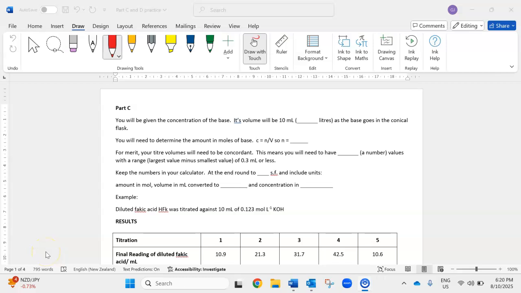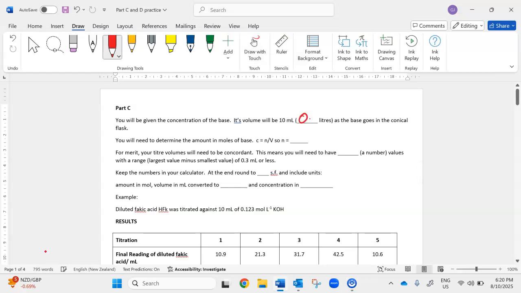Whenever we do titration calculations, the volume always has to be in litres. You will be given the concentration of the base. Its volume will be 10 millilitres, which will be 0.01 litres. And the base goes in the conical flask. You'll need to determine the amount in moles of base. C equals N over V, so N equals C times V.